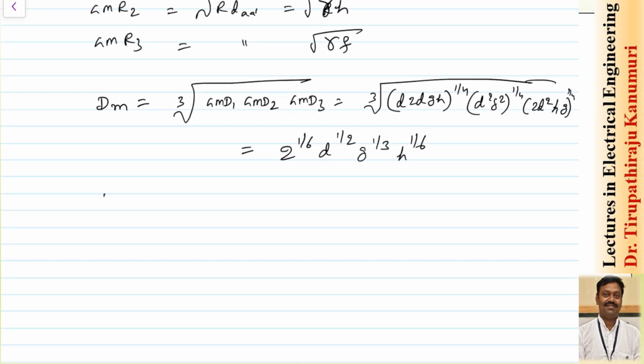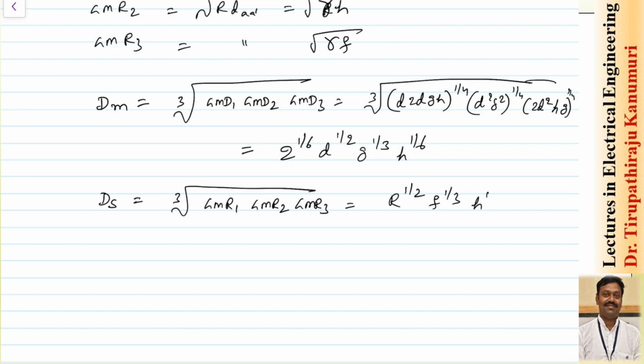This is for GMD. Similar is the case, the mean value of the self distance will be cube root of GMR1 into GMR2 into GMR3. So this will become R to the power of 1 by 2, F to the power of 1 by 3, H to the power of 1 by 6.